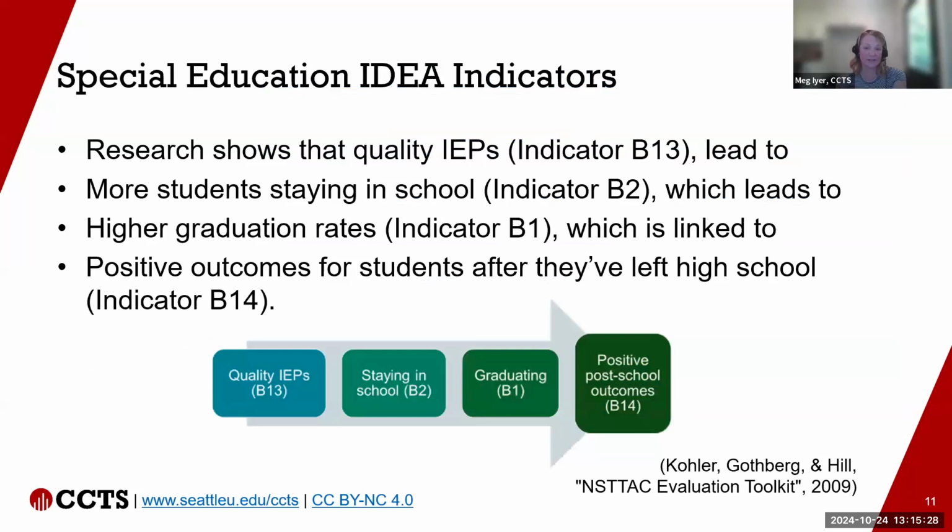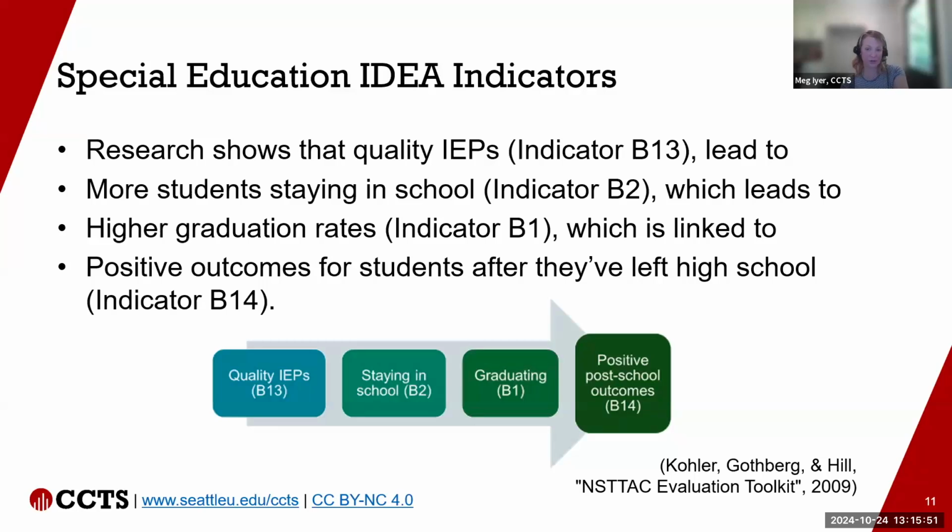Now, all of the training and technical assistance we provide is informed by the relationship among the 4 performance indicators that relate to secondary transition under the Individuals with Disabilities Education Act, IDEA. There are 17 total IDEA indicators, 4 of which relate to secondary transition.